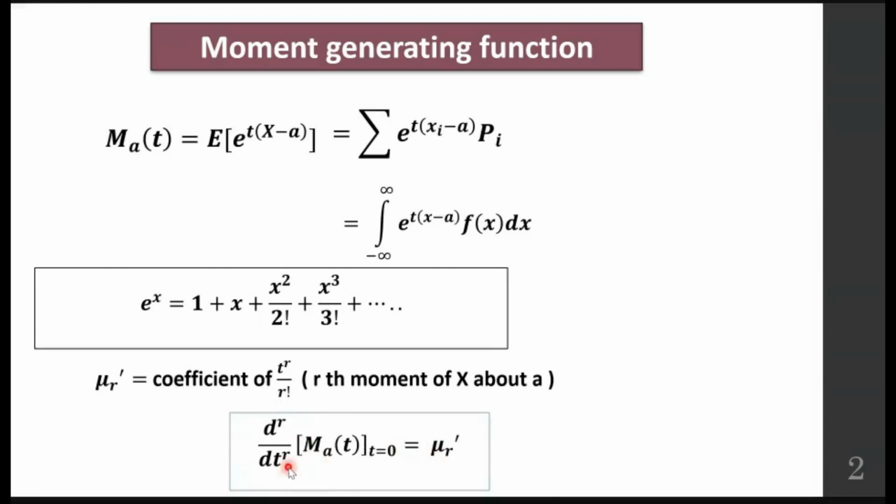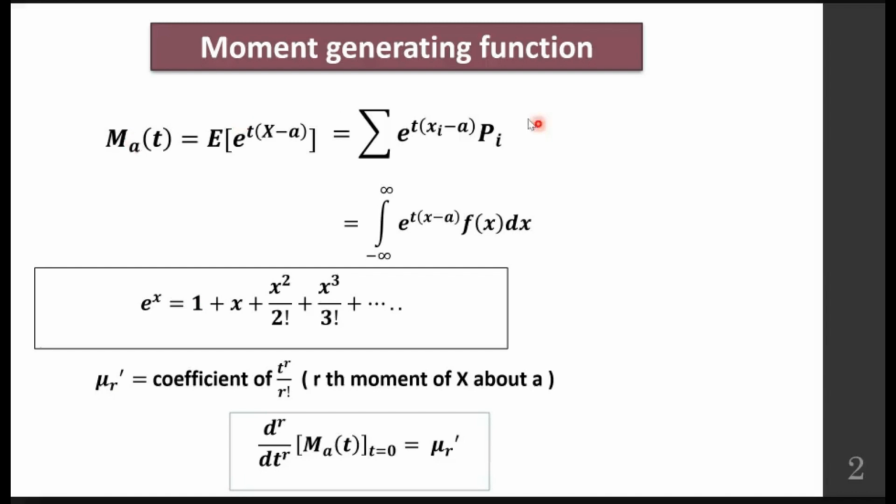Mu r dash is d^r by dt^r, this we know. Sometimes what happens is you may not be able to differentiate with respect to t because the function may not be defined for t. So in that case, you may have to use this definition to calculate the moments. After expanding inside the integral or inside the summation, whatever is the coefficient of t raised to r upon r factorial, that is going to be mu r dash. So from that we can calculate mu1 dash, mu2 dash, mu3 dash, etc.